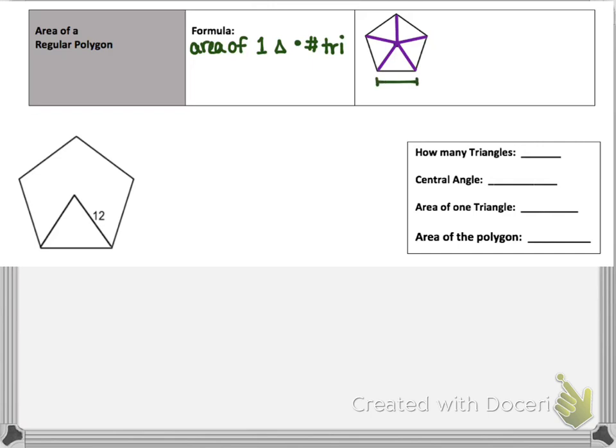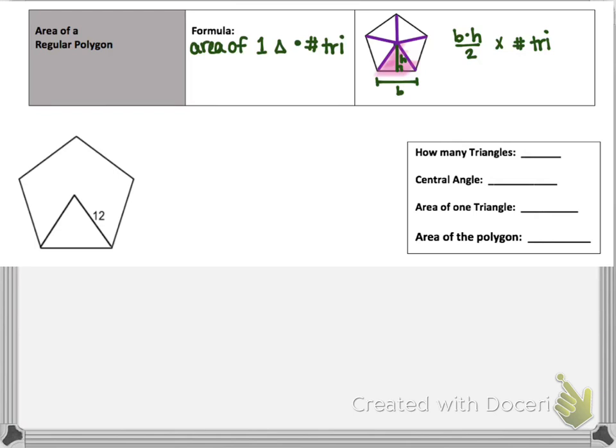The side length is the base of that triangle in there. And then the apothem right here, that's the height of that triangle. So remember, we're going to take base times height divided by 2, because that's the area of a triangle. And then we'll multiply it by the number of triangles we have. So it's the same attack as before, only this time we're going to have to do a little bit of trig instead of using special right triangles.